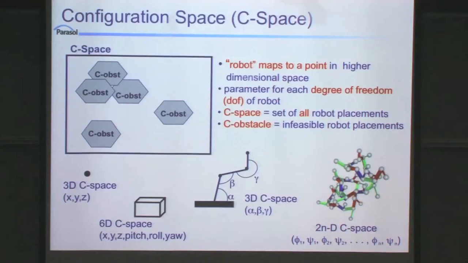But typically that's also related to geometric considerations. So the configuration space now is the set of all possible positions, and we have these configuration space obstacles, which are the set of infeasible ones. This is just a two-dimensional configuration space, which none of these here have. But what this shows is I might have an obstacle in the workspace that translates into the configuration space.